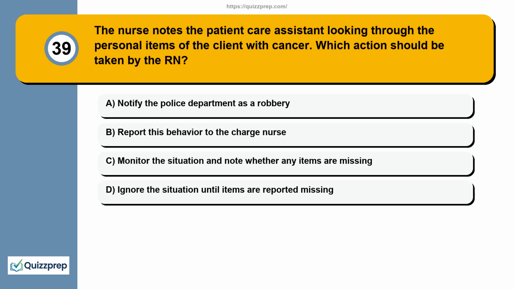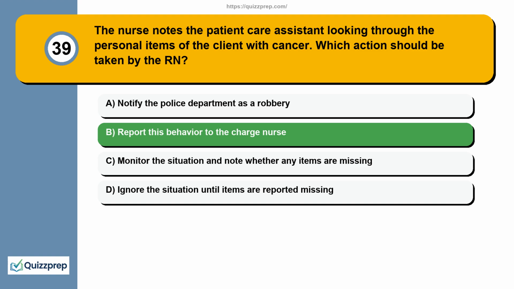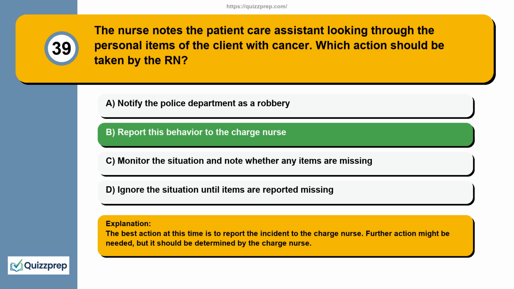Question 39. The nurse notes the patient care assistant looking through the personal items of the client with cancer. Which action should be taken by the RN? Notify the police department as a robbery. Report this behavior to the charge nurse. Monitor the situation and note whether any items are missing. Ignore the situation until items are reported missing. The best action at this time is to report the incident to the charge nurse. Further action might be needed, but it should be determined by the charge nurse.